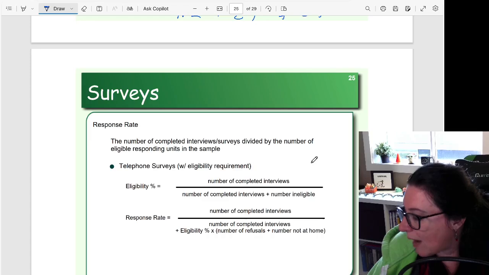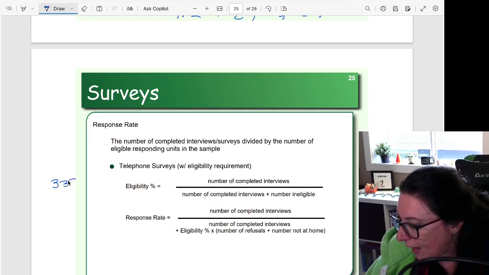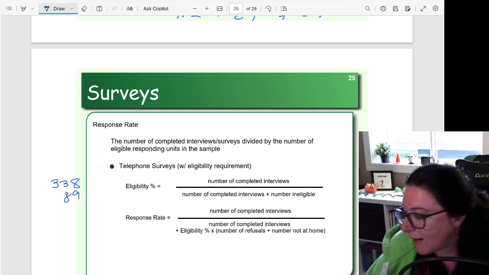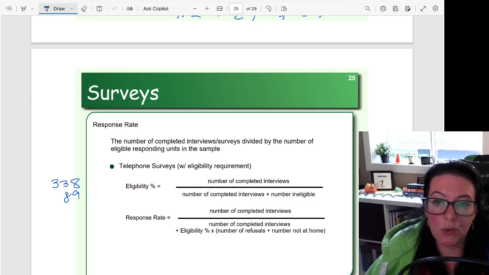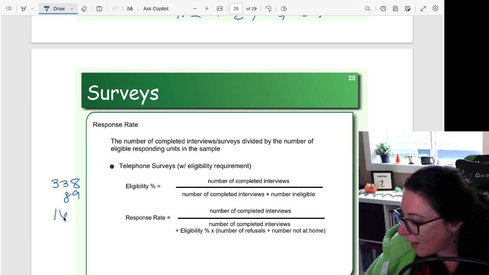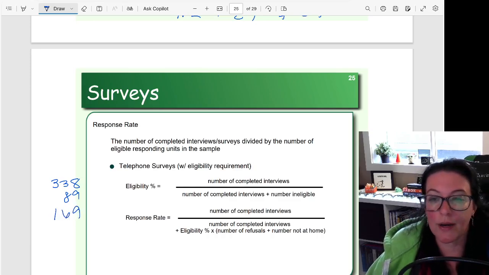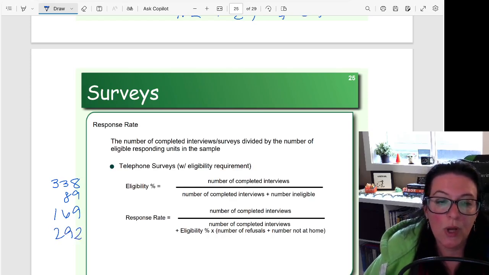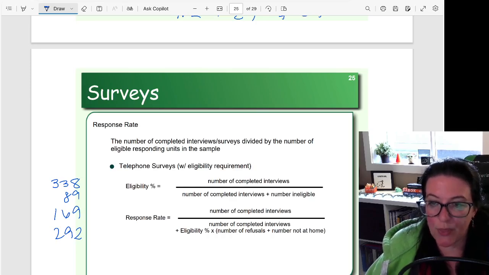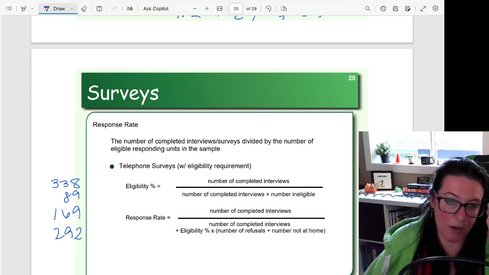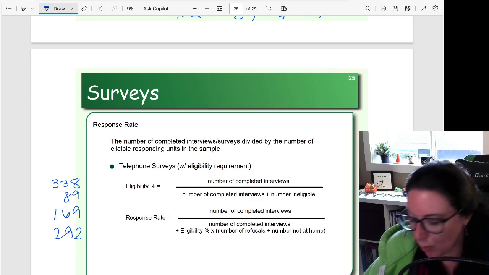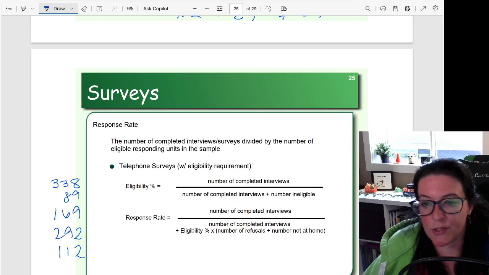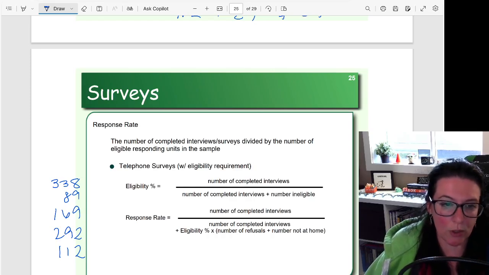So let's suppose that we have 338 who completed interviews. We have 89 who refused to do our survey. We had 169 who were not at home. We had 292 who weren't eligible, so they didn't qualify with that screen question to have the knowledge we're looking for. And 112 people had numbers that weren't in service or didn't get us to the people we were looking for.